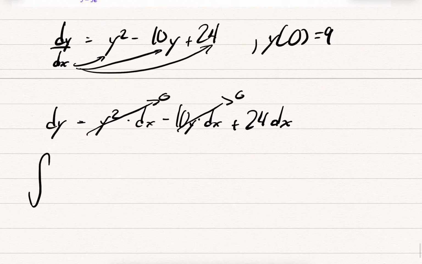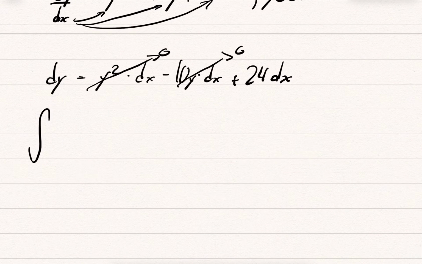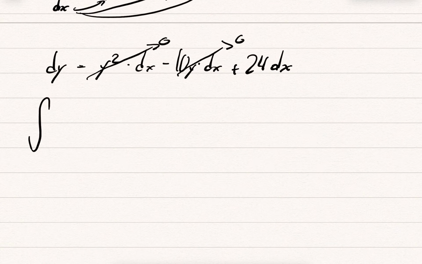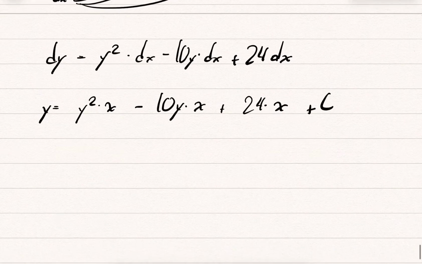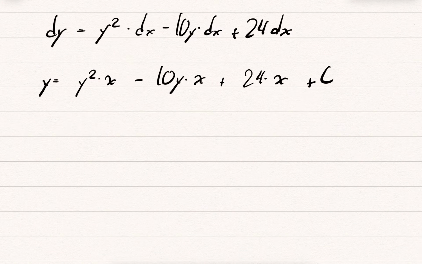And then I take the integral, right? Because they're constants. So I take the integral, and sorry, not 0. But when I take the integral of any constant, I'd get y equals y squared times x minus 10y times x plus 24 times x plus c. And don't do this, because this is not right at all.